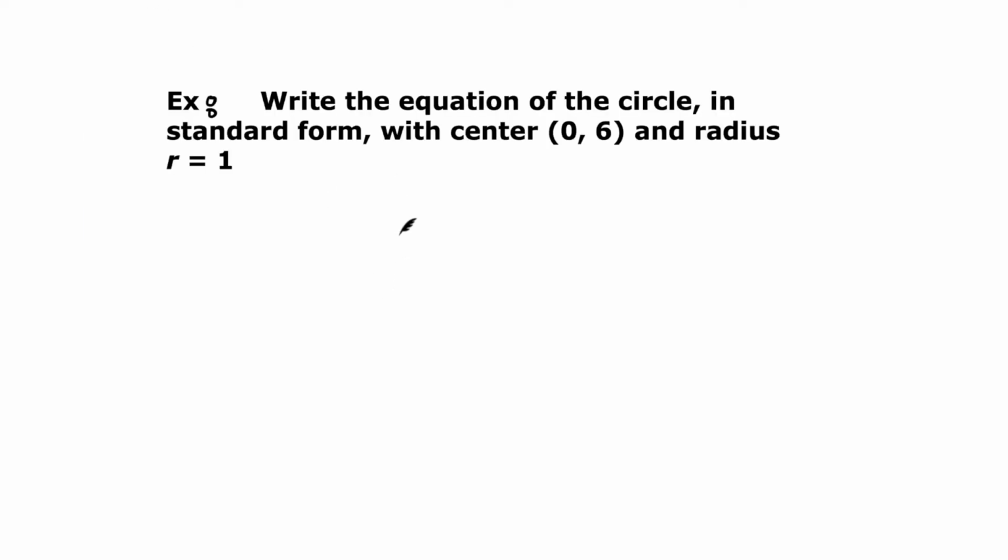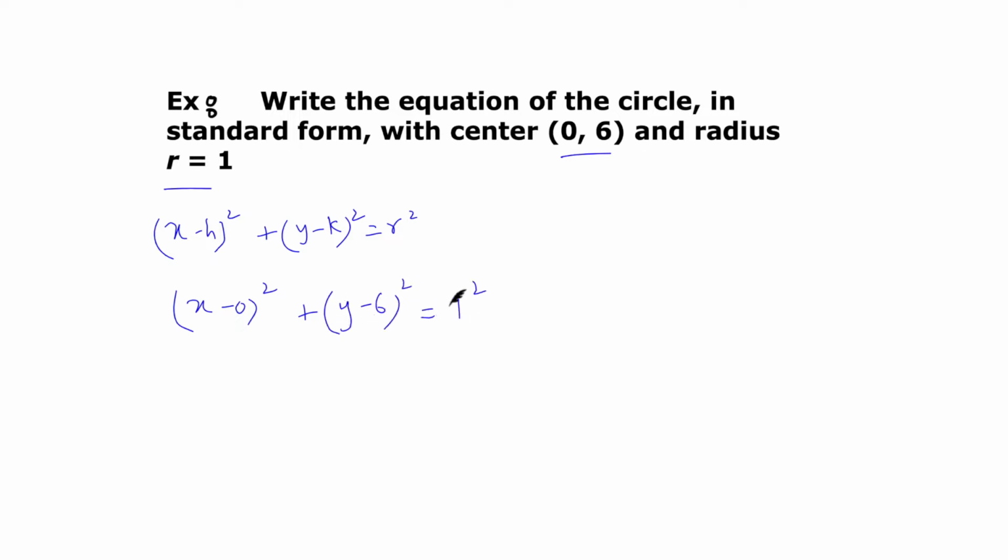Let's start with a very basic question. Write the equation of the circle in standard form with center (0, 6) and radius r equals 1. So we know the equation is (x minus h) whole squared plus (y minus k) whole squared equals r squared. We have our h and k, we have our r, just plug in the values. We will get (x minus 0) whole squared plus (y minus 6) whole squared equals 1 squared. Our answer is x squared plus (y minus 6) whole squared equals 1. This is the equation of the circle.